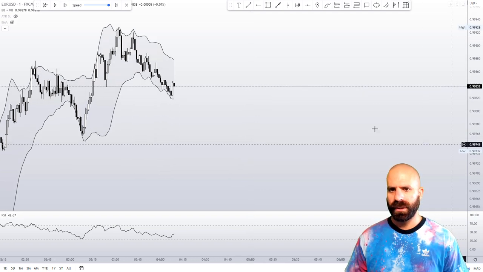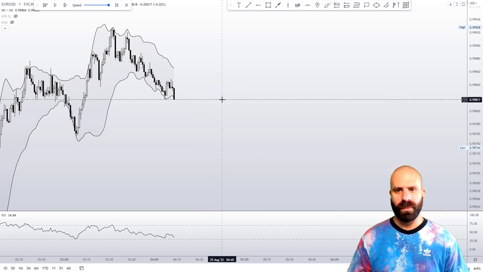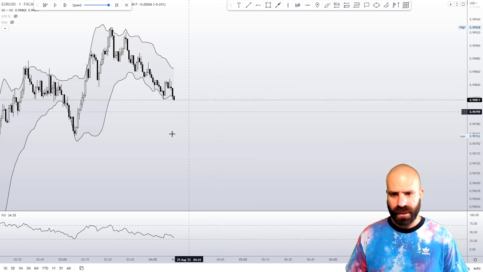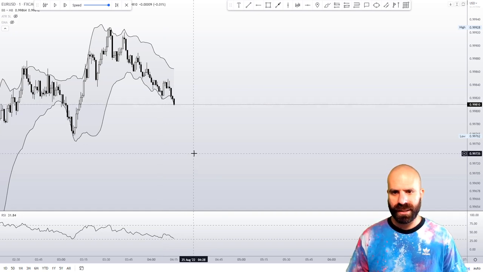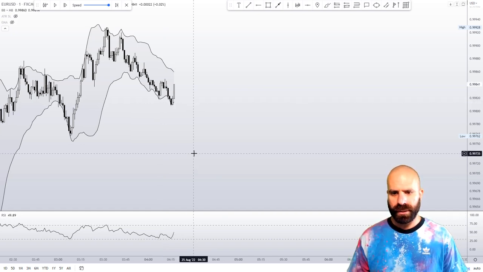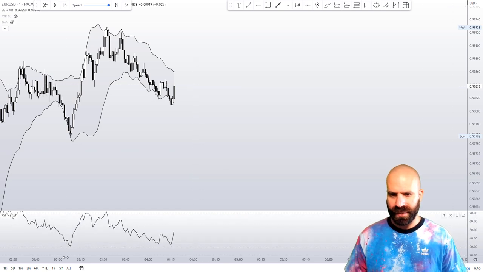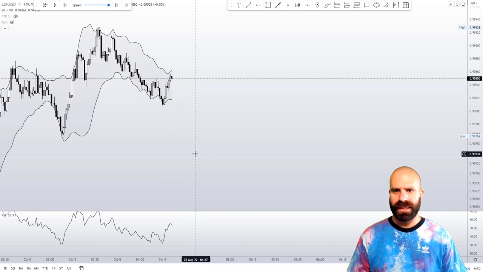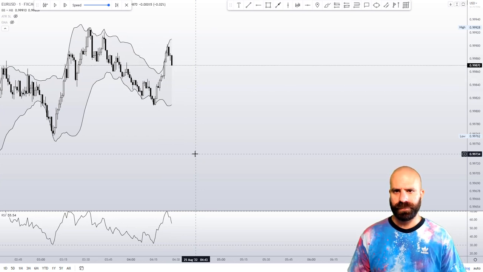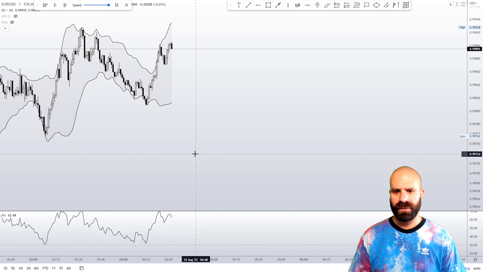We have a touch. Now we're waiting for a lower low but higher low on the indicator. Does this happen? Yes, it does. So we're waiting for a bullish candlestick. No, now we don't have anything. I have to maximize that so you can see it clearly. We have another touch, but still does not fulfill our criteria. You will get what I mean very soon.